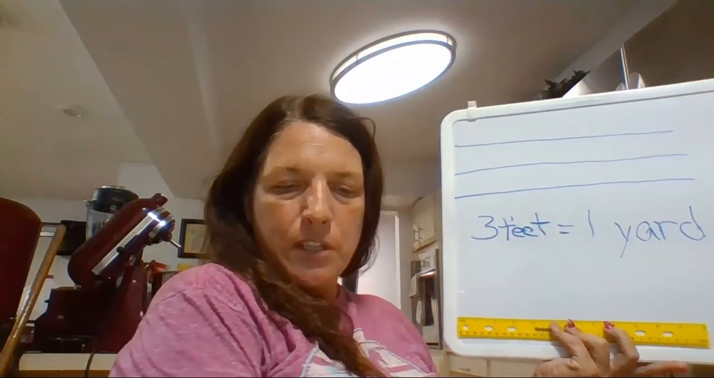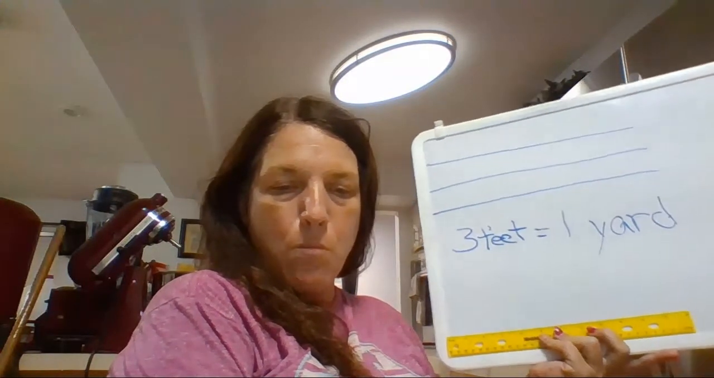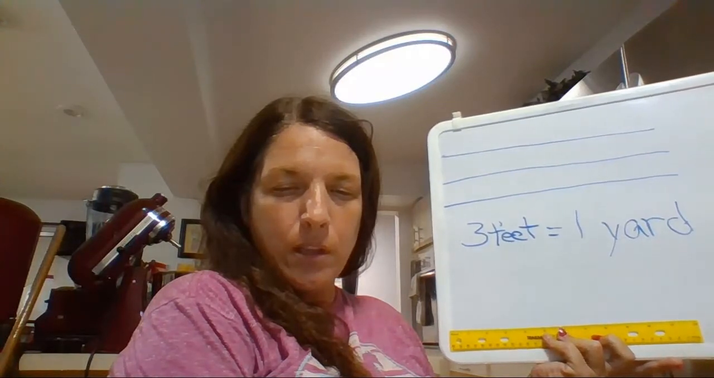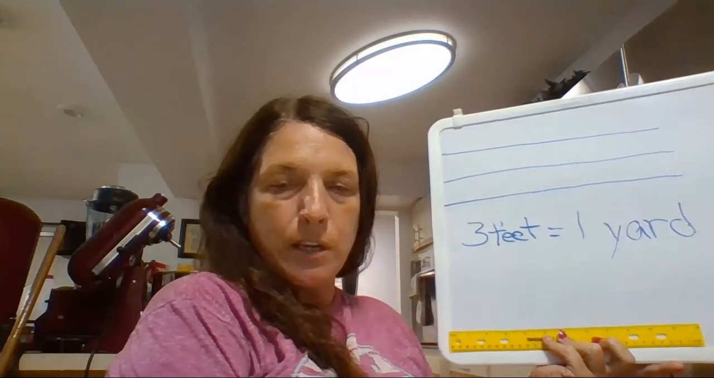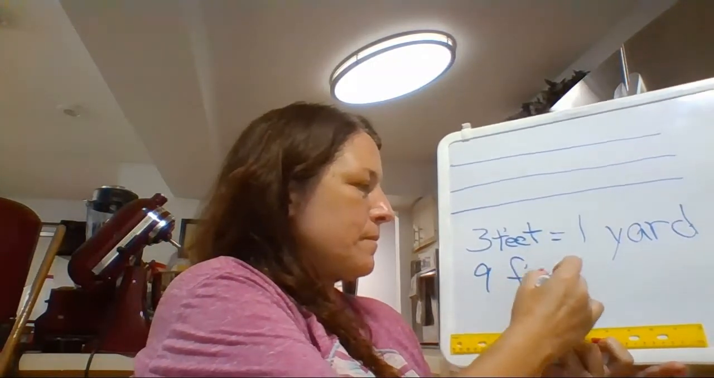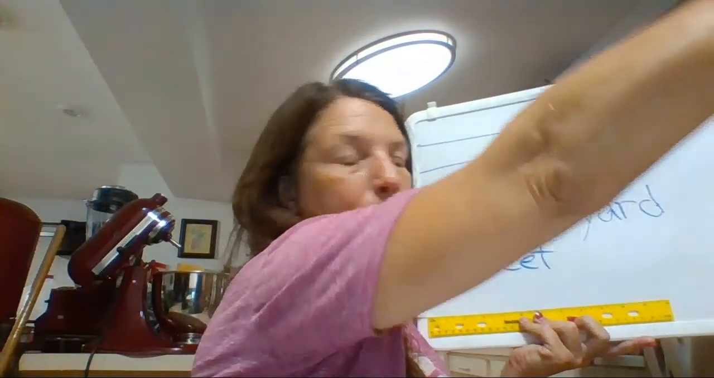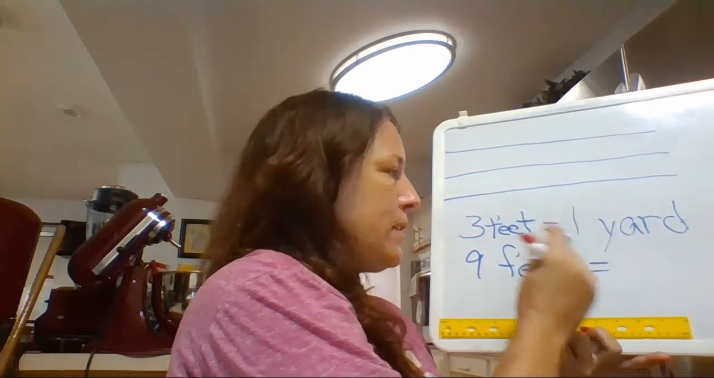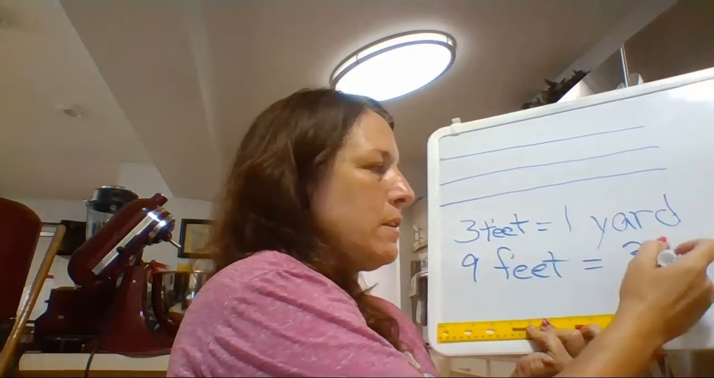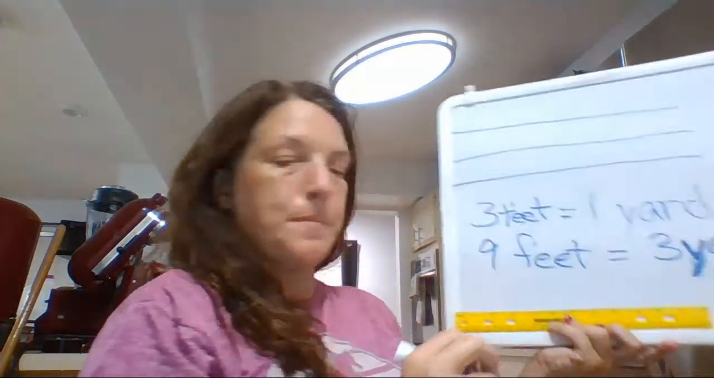So it says if he measures the length of the box in yards, will it be more? Oh, the length of the box, I'm sorry. The length of the box is 9 feet. We would have to have 9 rulers. That's a bunch, right? Or 3 big yardsticks. 9 feet is 3, oh my goodness, yardsticks. 3 yards.